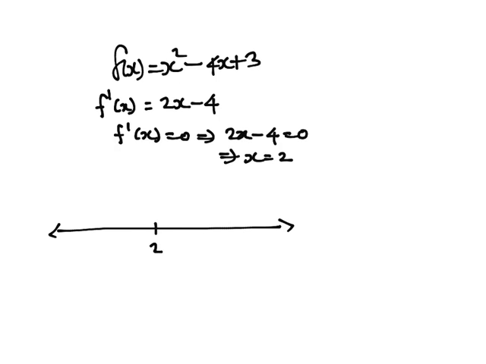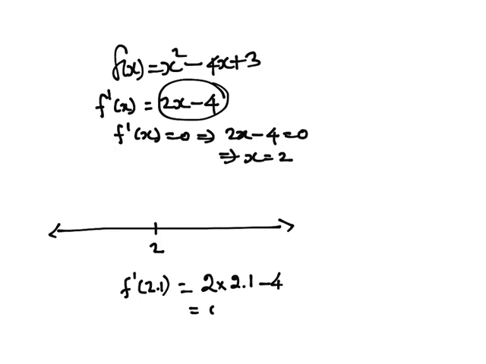Okay, now I'll draw a real line. I'll mark 2 here. Now what I'll do is I'll take a value above 2, greater than 2, but closer to 2. Let's say 2.1. Then let me find f dash of 2.1. What will be f dash of 2.1? 2 times 2.1 minus 4. How do you get it? I'm using this 2x minus 4. So I get 0.2 as the answer, which is positive. Right? Let me take another value. Let me take 3.